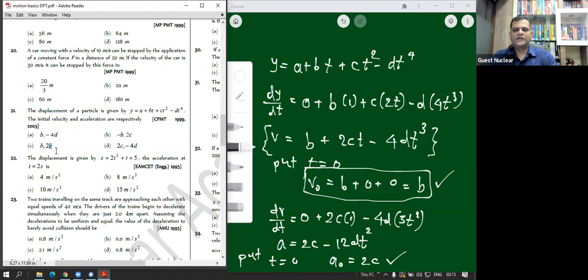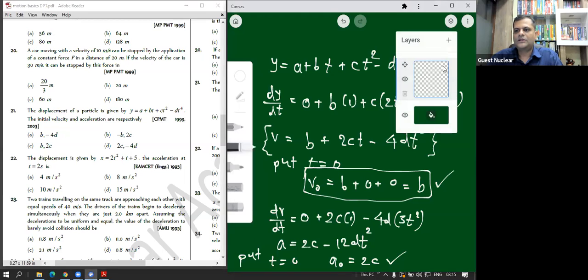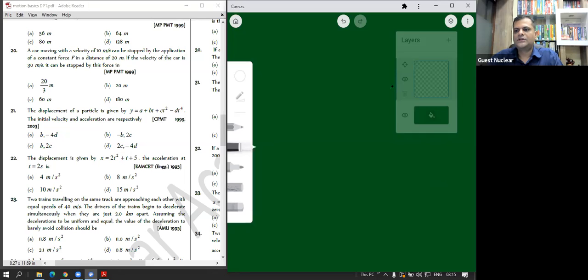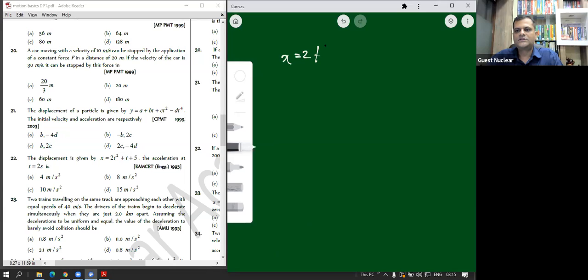Okay. Next, 22nd. The displacement of the particle is given by x equal to 2t square plus t plus 5. Okay, तो displacement का equation जो है वो दिया हुआ है, बराबर? चलो ठीक है. So if displacement is given to be x is equal to 2t square plus t plus 5. Okay, then what? The acceleration of the particle at t equal to 2 seconds is, acceleration के लिए इसको हमको differentiate करना होगा. अभी मैं डायरेक्ट करता हूँ फटाफट.